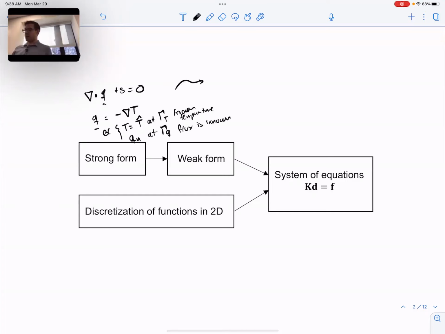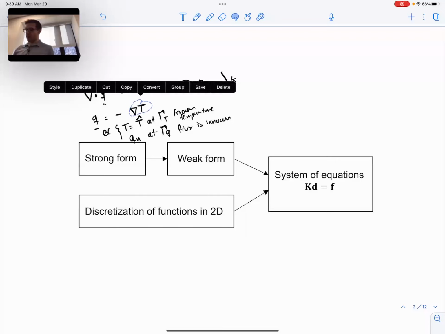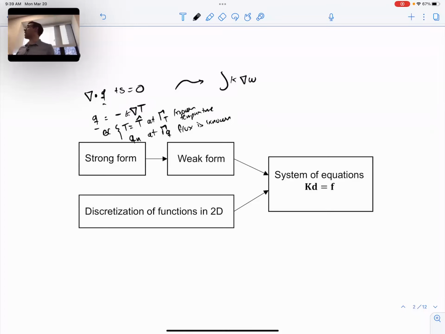And then I can just tell you that if you do the strong form to weak form, you end up with an integral of the conductivity. It's not just the gradient, it's some conductivity times the gradient. So you end up with the integral over the domain of K gradient of W dotted with the gradient of the temperature, minus the integral over the domain of W times S, and then minus the integral over gamma Q. This is the only boundary term that survives from the integration by parts of Qn W equals 0.